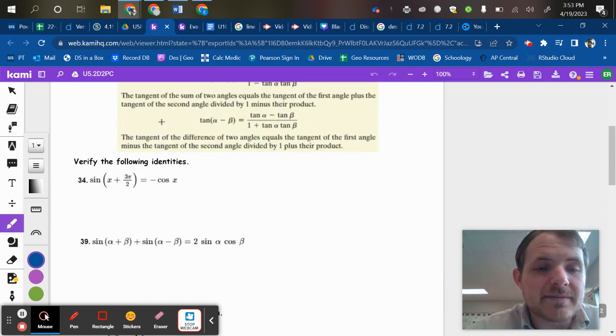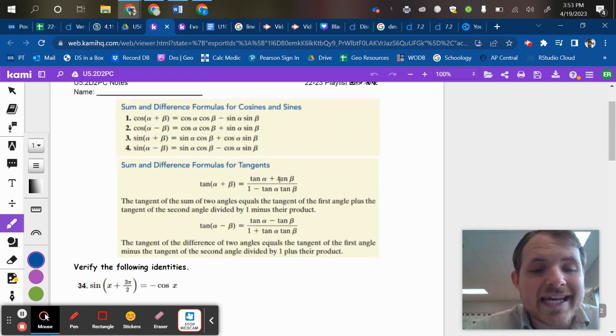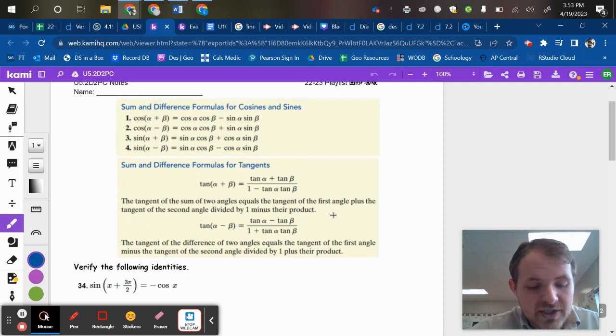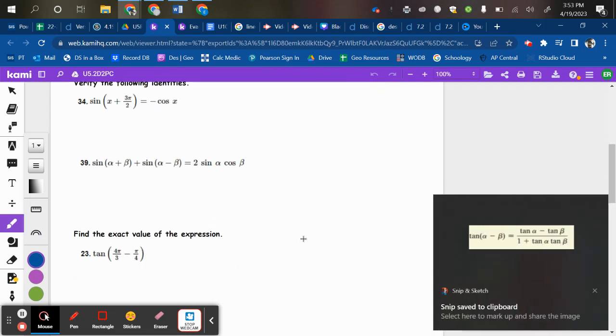So I'm going to come up here to my identities. These were the first four we dealt with, and now we have these new tangent ones. Again, tangent is being subtracted. So I'm going to screenshot that and bring it down a little bit lower for us.